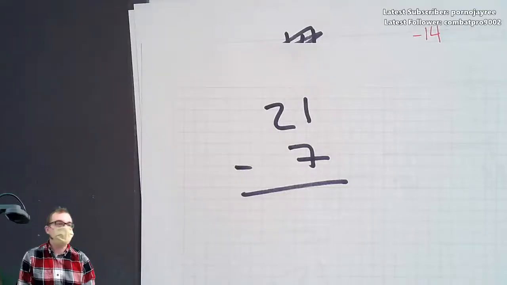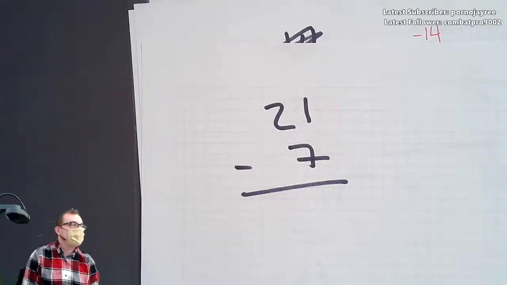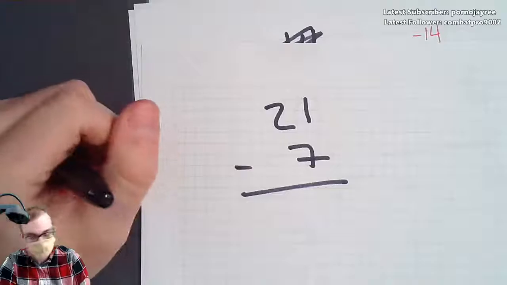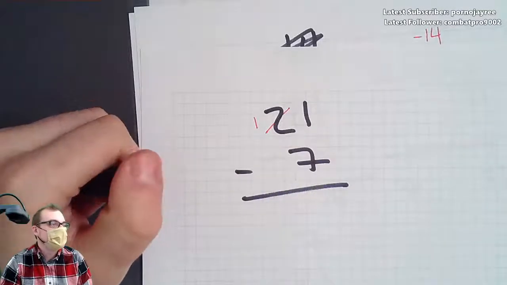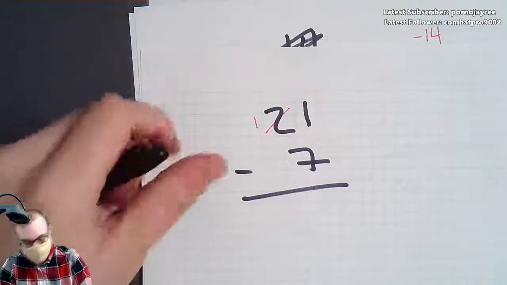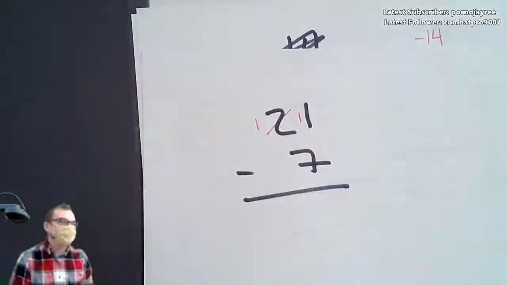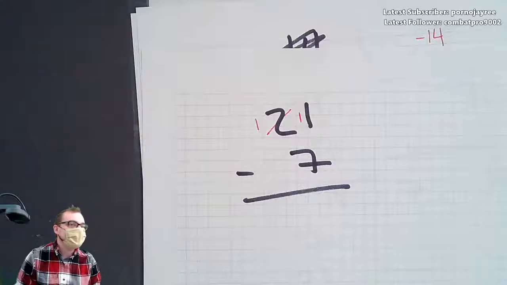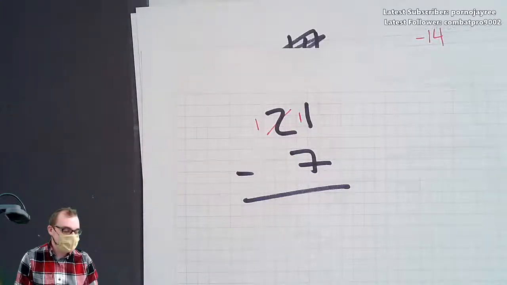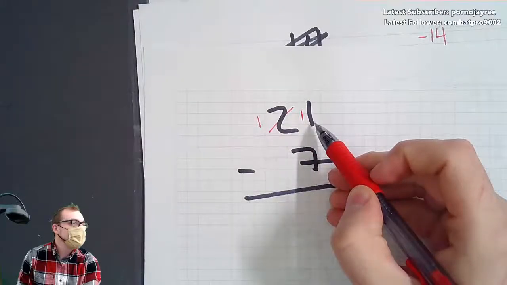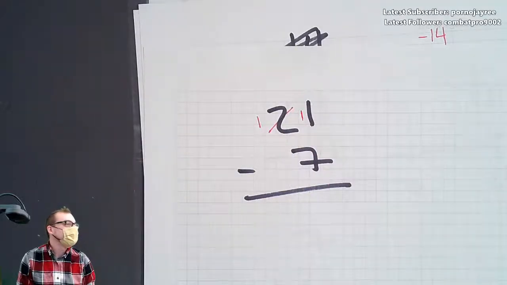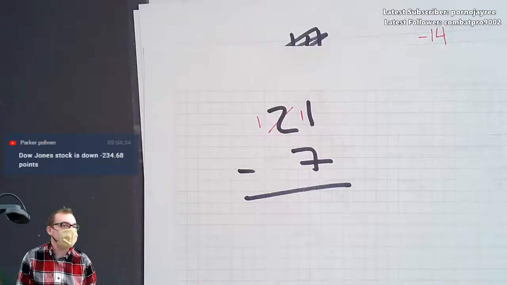21 minus 7, how would you do it? Something about borrowing and crossing? Give it a shot, go ahead. You cross out the 2, and then you put 1 in front of the 1. Okay, sure, why not? You guys remember that? Borrowing from the 2. What's going on here?